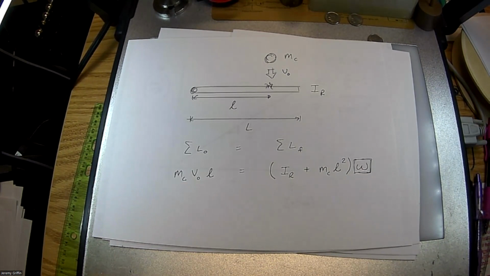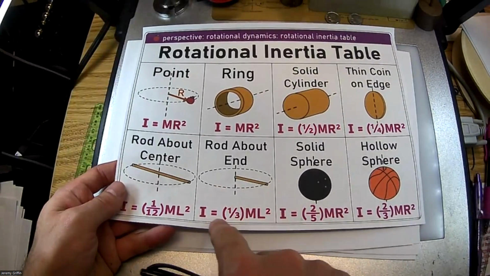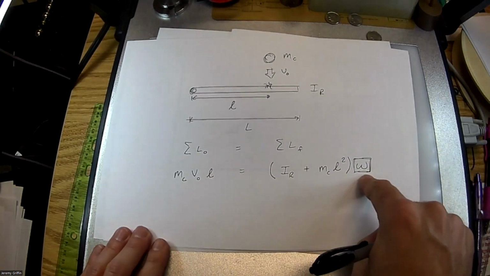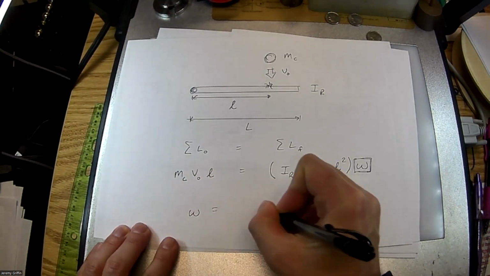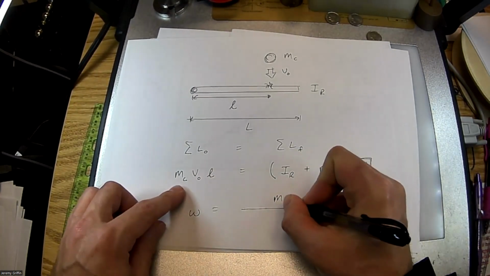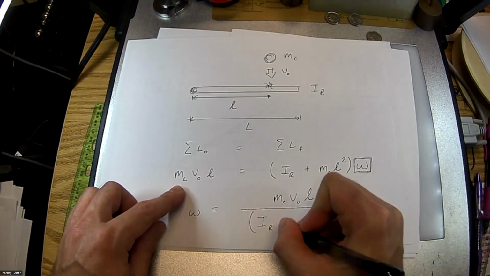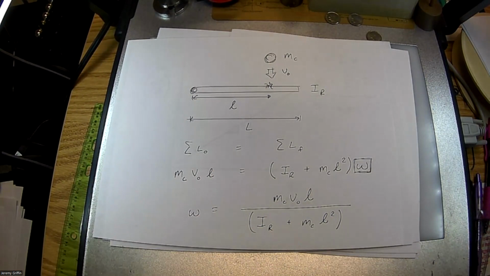Notice what I never used. I never used the full length of the rod. You guys see that? You can kind of make the case that it's already embedded in this capital I, so it does sort of matter, if you had to calculate it yourself. So we're one algebra step away. All I have to do is take this group and divide it over. So omega equals a big old fraction: mass of the clay, initial speed, lowercase l, all divided by I sub r plus m sub c L squared. Wouldn't that be the answer right there? That's how fast it's going to rotate post collision.